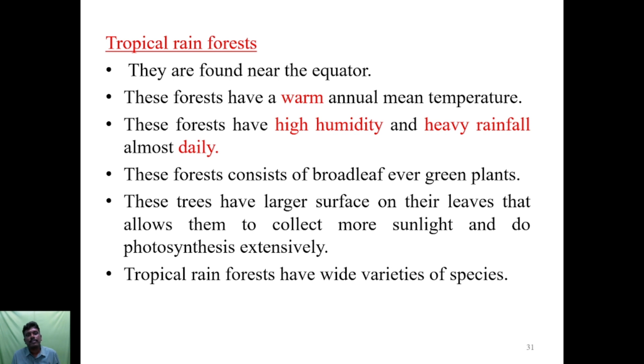Tropical rainforests are found near the equator. These forests have a warm annual mean temperature and high humidity and heavy rainfall almost daily. These forests consist of broadleaf evergreen plants. These trees have larger surfaces on their leaves that allow them to collect more sunlight and do photosynthesis extensively. Tropical rainforests have wide varieties of species.